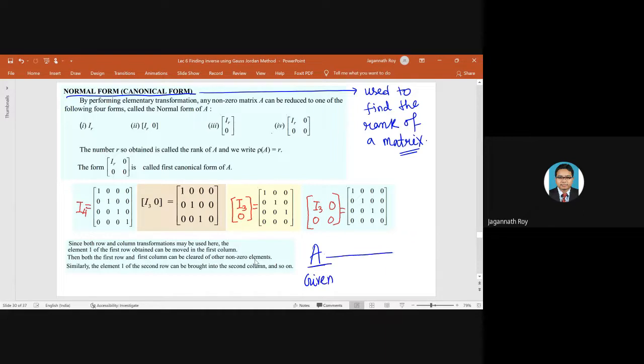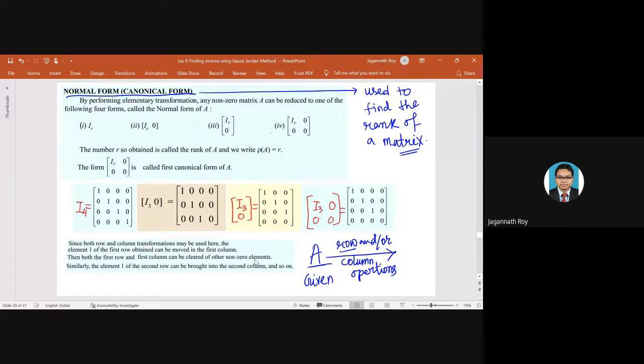Okay. After row and/or column operations. Why am I writing "and/or"? Because in order to find out the normal forms, if we use only row operations, then it can take so much time. But if we use the column operations also, like we have done for the row operations, then it will help us to find out the normal form easily.